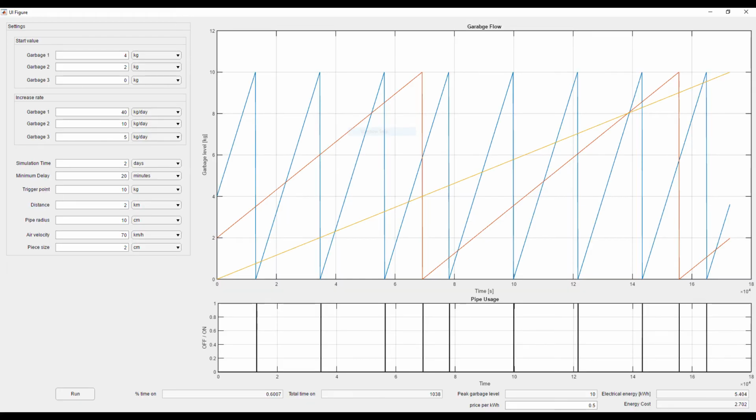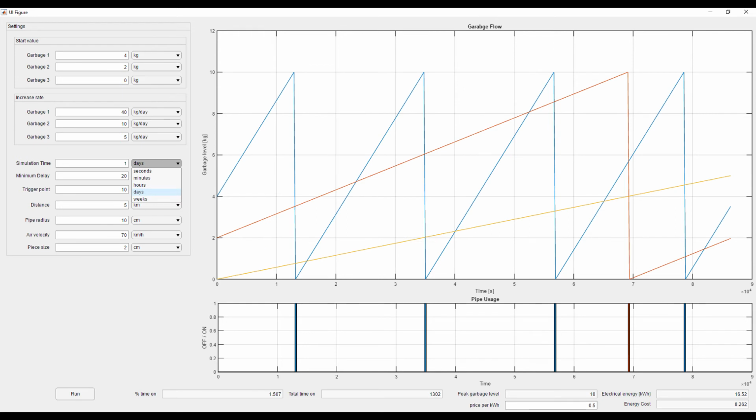Simulation. We have made a standalone executable app using MATLAB that simulates the garbage flow through the system. The largest plot shows the garbage level through time. The smaller plot shows whether or not the garbage is currently being emptied from the temporary storage units. At the bottom, we can see various pieces of useful information, such as the electrical energy consumption, the peak garbage level, and the percentage of time the system is on.